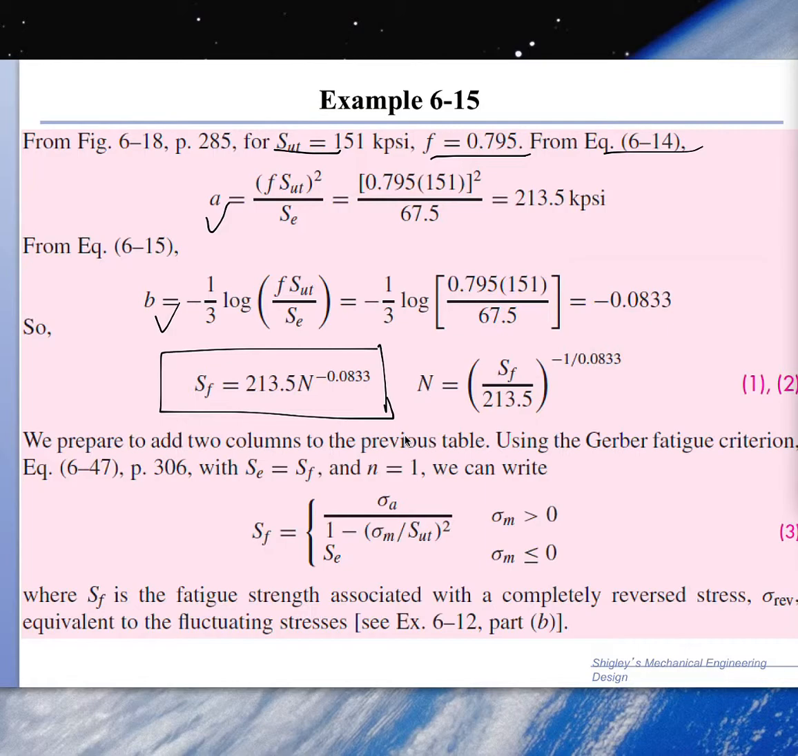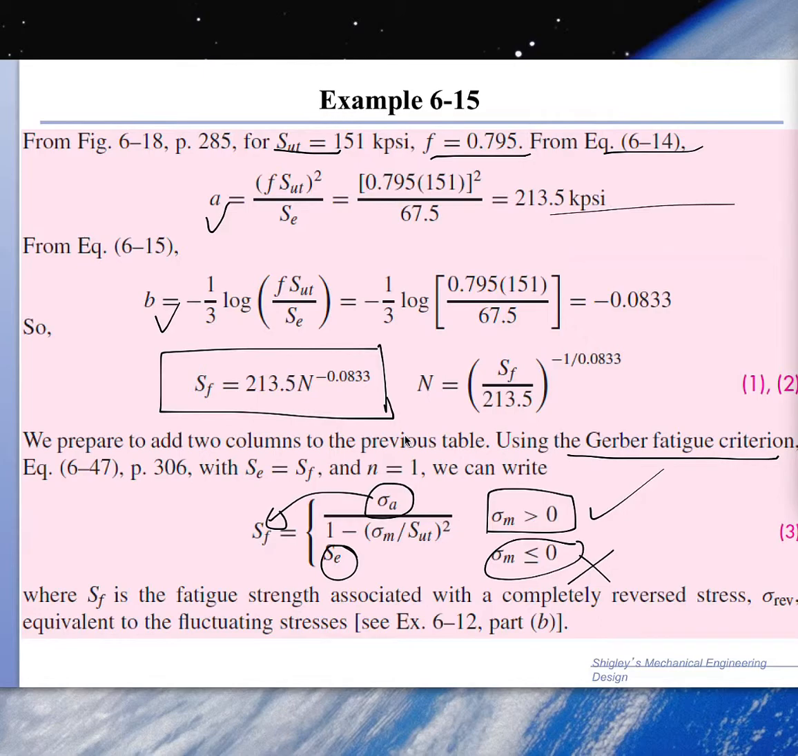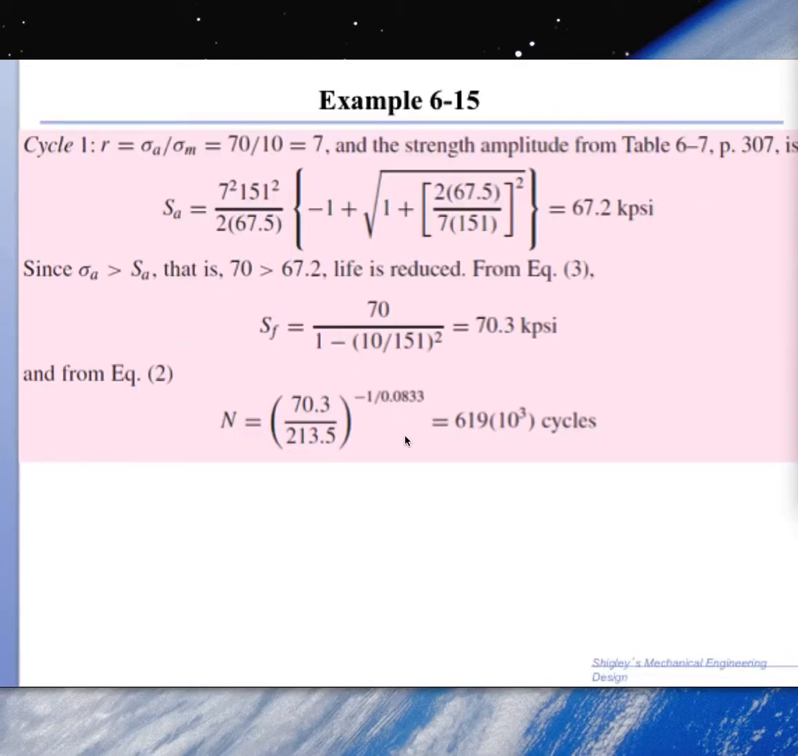So the next step is we're going to use the Gerber fatigue criterion so that we can convert sigma alternating to an SF in case the sigma mean is greater than 0. If the sigma mean is less than or equal to 0, we can use it directly as SE, but this is not our case, so we have to use this particular one for the cycles at hand. So doing so, we can now calculate the SF for the big cycle.